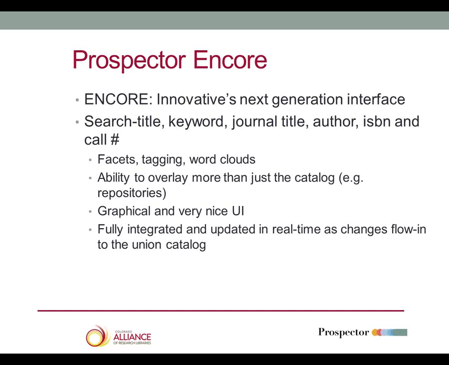And the other thing that's nice about it is that all the changes that happen in Classic are immediately updated to the Encore version. And as time has gone by, III has made Encore support more of the searches. So we now have keyword, journal title, author, ISBN, and call number. So it does support quite a few of the search types.